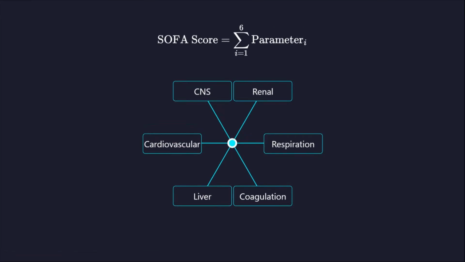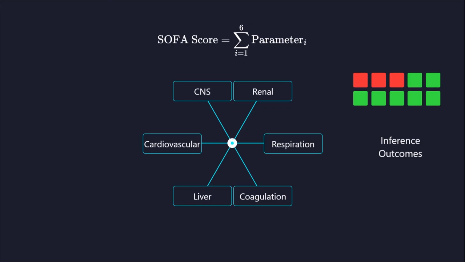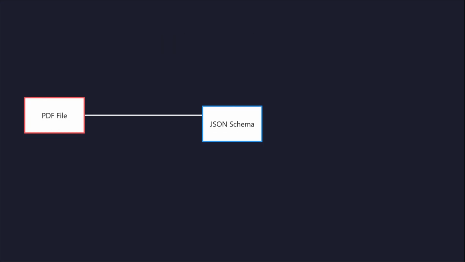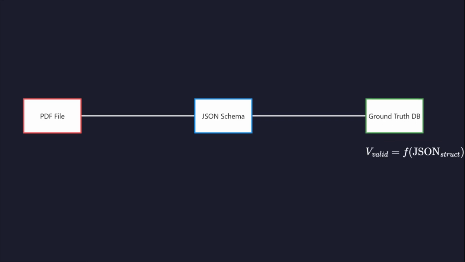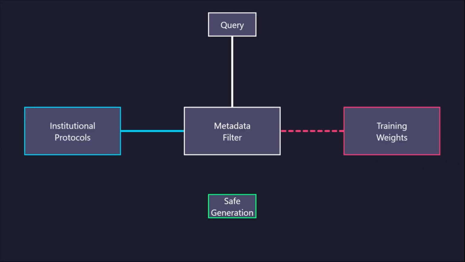Benchmarking large language models against the Sepsis-3 protocol reveals a 30% logic failure rate during zero-shot inference when calculating sequential organ failure assessment scores. Transform unstructured clinical practice guidelines from PDF files into structured JSON schemas to create a ground truth database for deterministic model output validation.